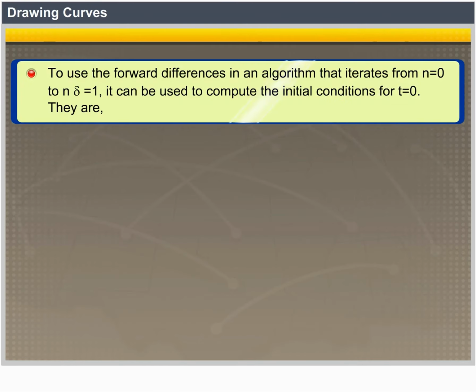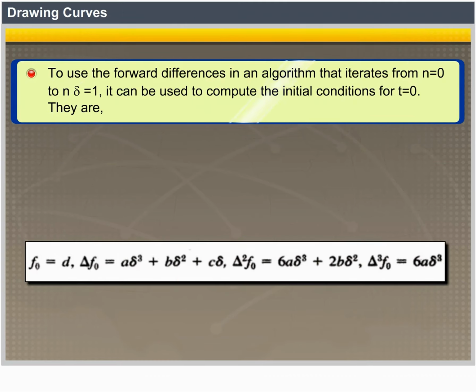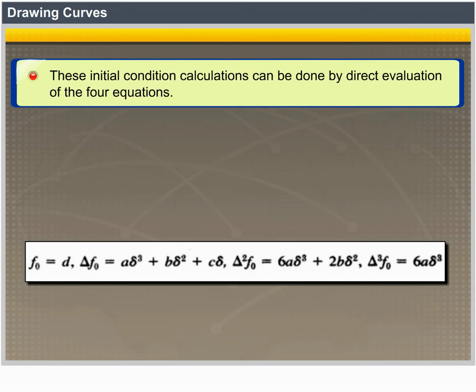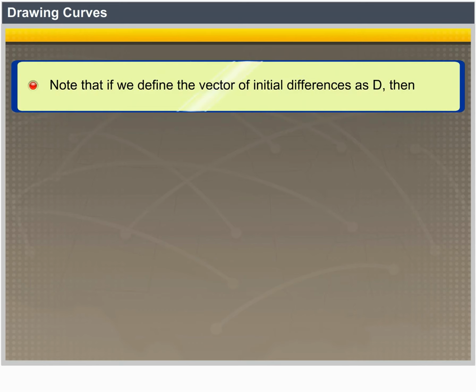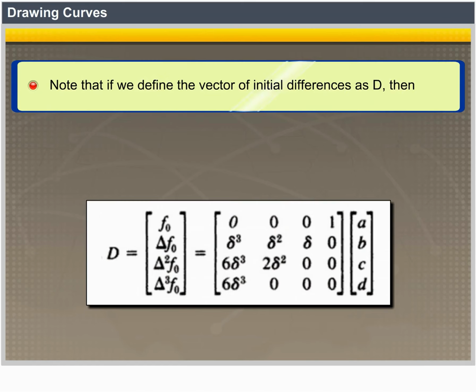To use the forward differences in an algorithm that iterates from n equals 0 to n equals 1 over delta, we compute the initial conditions for t equals 0. They are f naught equals d, delta f naught equals a delta cubed plus b delta squared plus c delta, delta squared f naught equals 6a delta cubed plus 2b delta squared, delta cubed f naught equals 6a delta cubed. These initial condition calculations can be done by direct evaluation of the four equations. Note, however, that if we define the vector of initial differences as D, then D can be represented by the matrix shown.